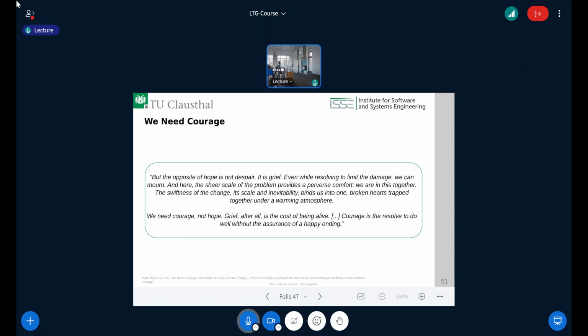What we need is not really hope, according to her, but rather courage. Grief, after all, is the cost of being alive. Courage is the resolve to do well without the assurance of a happy ending.